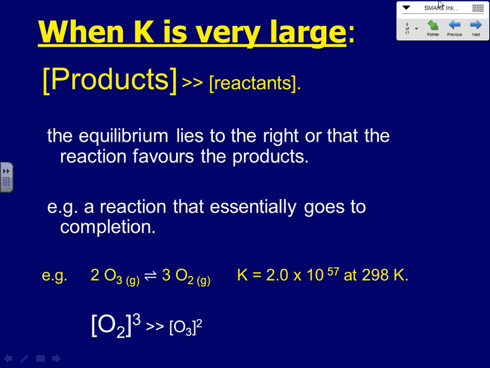Another expression we like to use is that the reaction favors the product, as if it's got some kind of consciousness: I like you much better, products, I'm going to make a lot more. That's just another saying. Another way of thinking of it is that the reaction essentially goes to completion. It's almost like an irreversible reaction as opposed to a reversible reaction, as if it goes to completion.